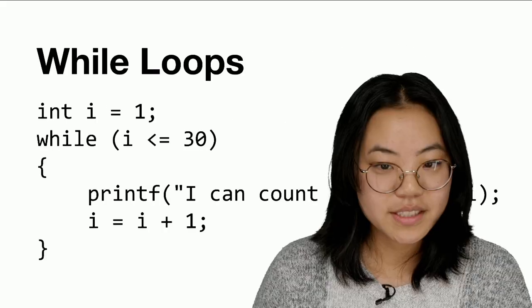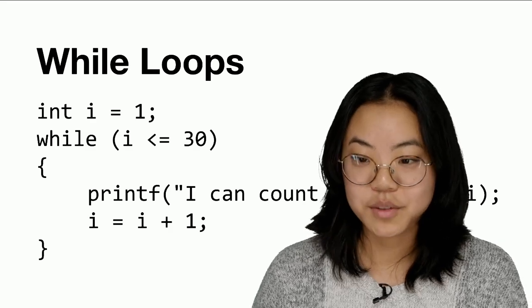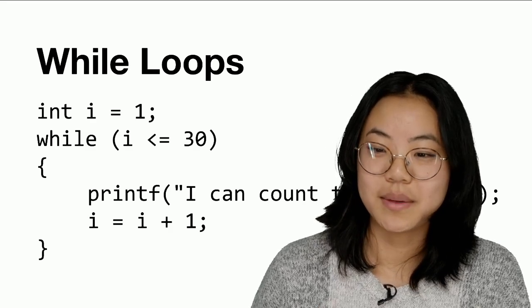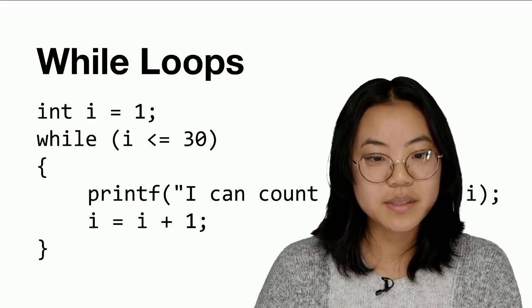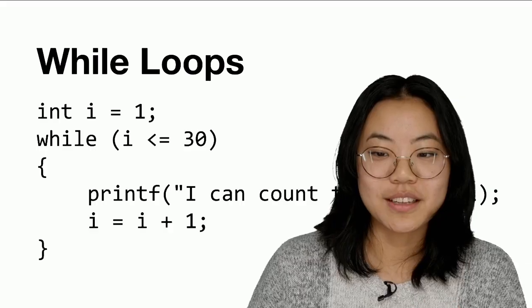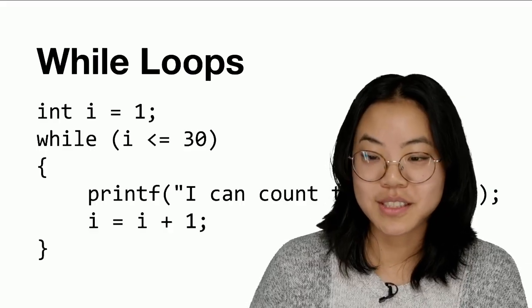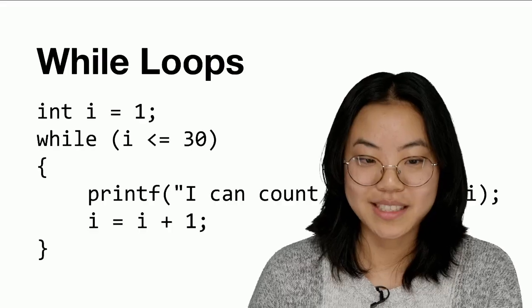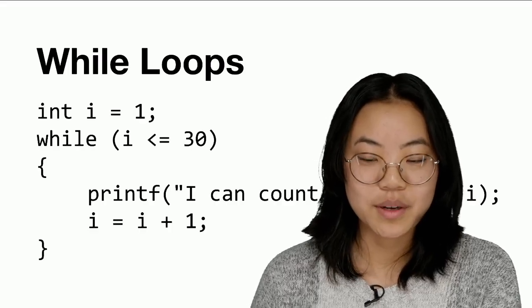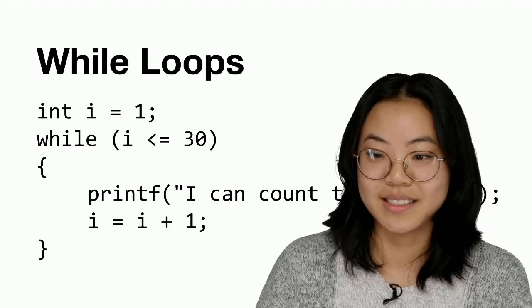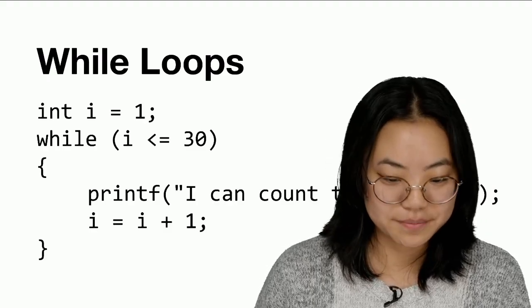Okay. We can do a similar thing with while loops, but the use case is a little bit different. While loops are good for situations where you don't necessarily know how many times you're going to loop for, but you know when you should loop until. So what does that mean?